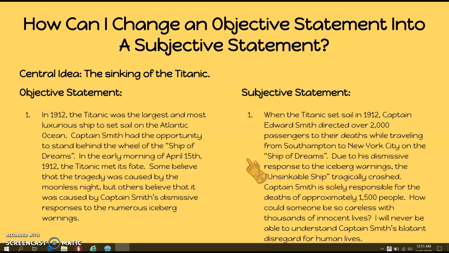So in my subjective statement, I think it's very obvious that the one side I chose is that Captain Smith is the one who caused the Titanic to crash because he dismissed all of the iceberg warnings. Some emotive vocabulary that I used: I have directed over 2,000 passengers to their deaths. When you direct somebody, you just kind of tell them what to do or steer them in that direction.